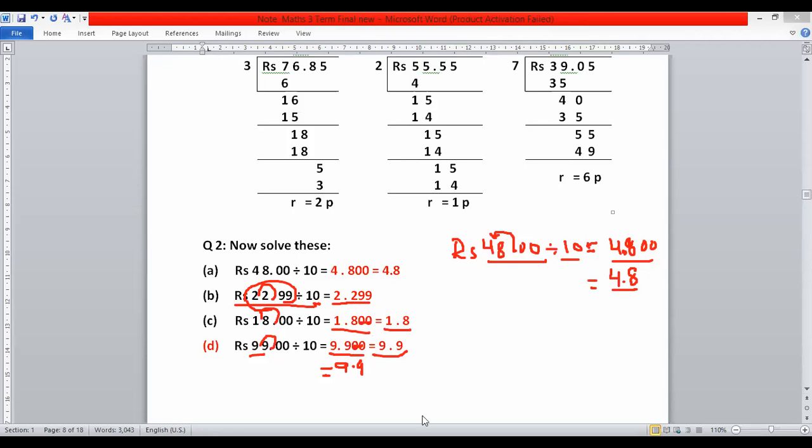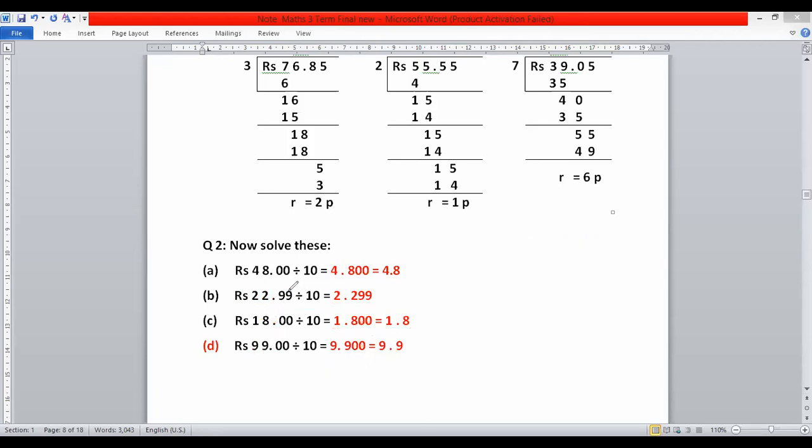I am going to repeat myself once again. Please listen to me very carefully. Whenever you divide any number, any price by 10, just shift the point one digit. This point will come here. This point will come after 1. This point will come after 9. Look, 4.8, 2.299, 4.800, 2.299, 1.800, 9.900.